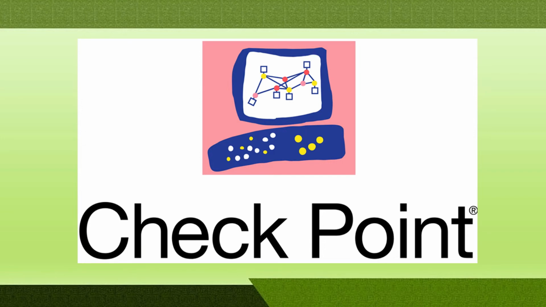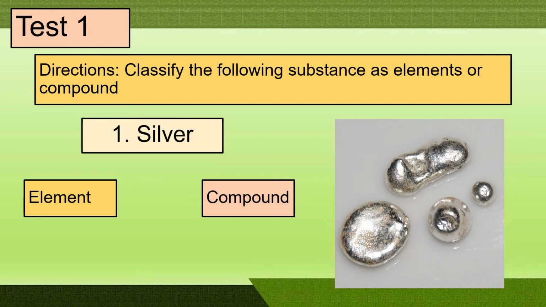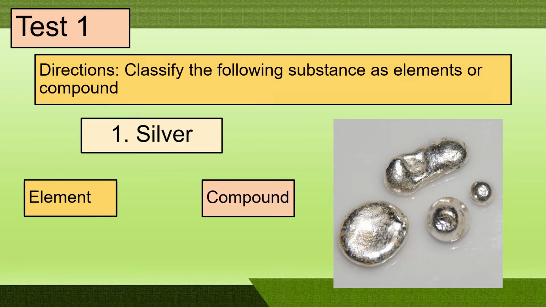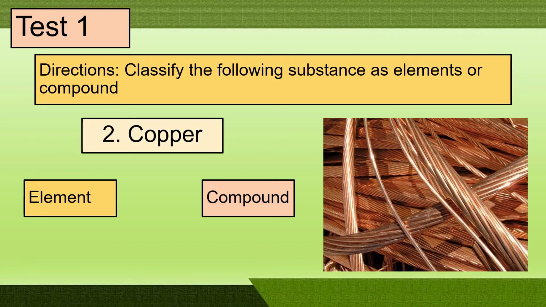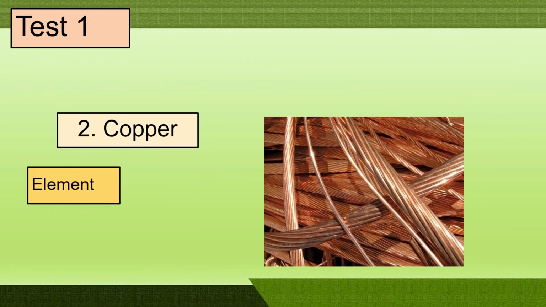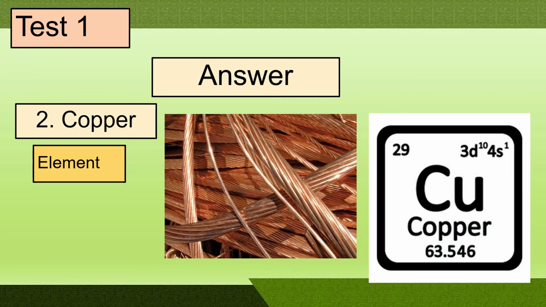For part 1, classify the following substances as elements or compounds. Number 1, we have silver. Is silver an element or compound? The answer is, it is an element and it has a chemical symbol of Ag. Number 2, how about copper? Is it an element or a compound? The correct answer is, copper is an element that has a chemical symbol of Cu.